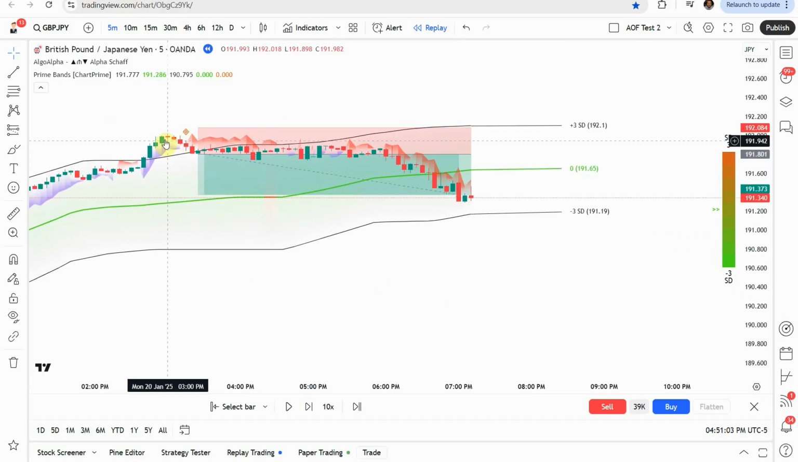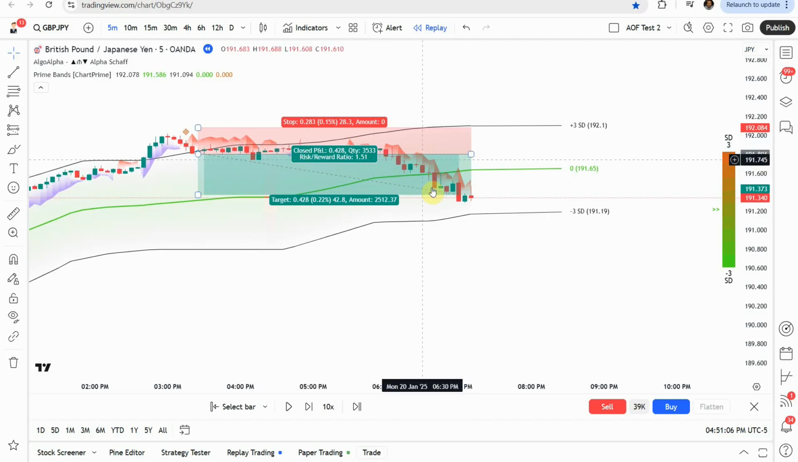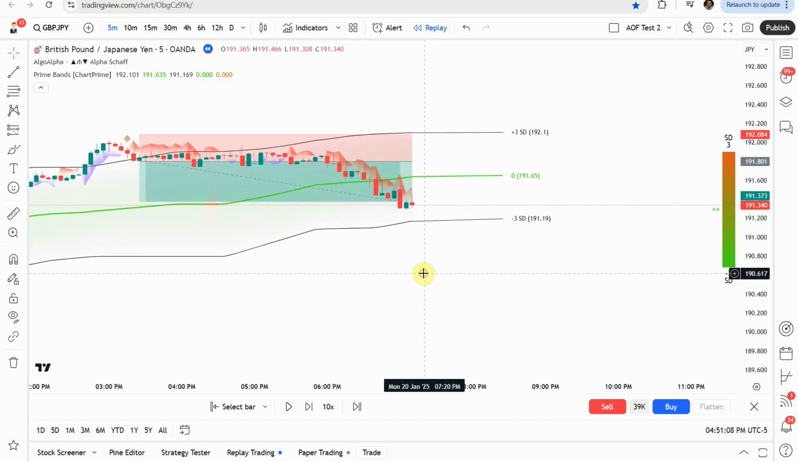Alright, so it takes just a little bit. We kind of run into consolidation. Then we make this push to the downside, getting us to our take profit.